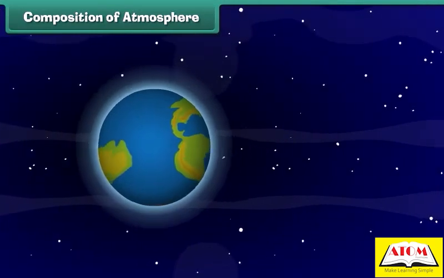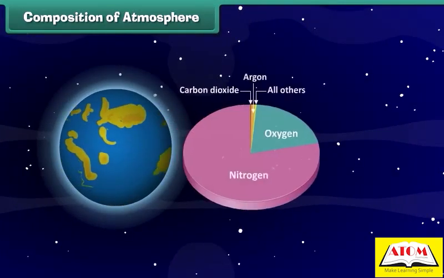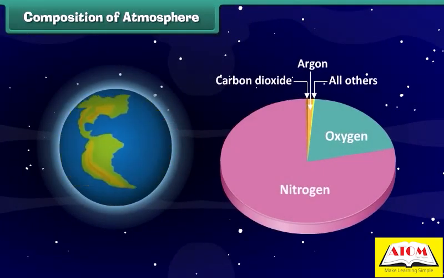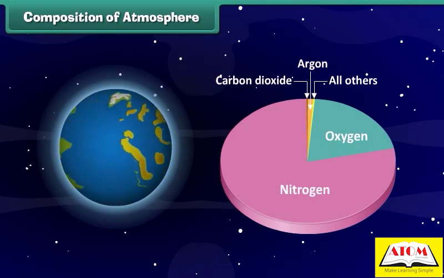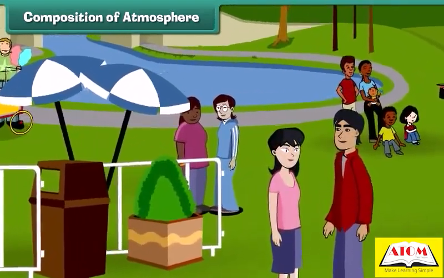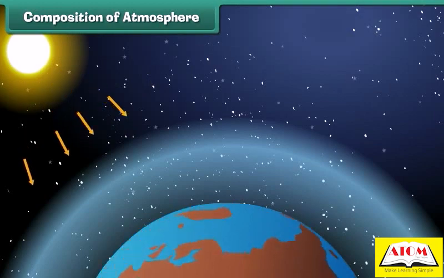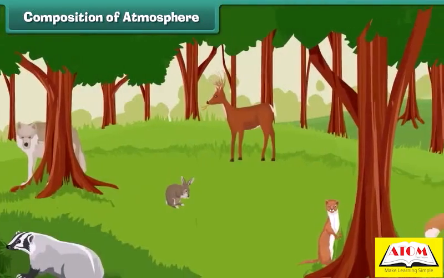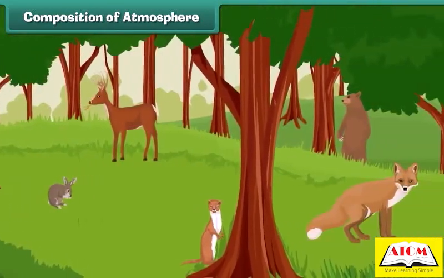The atmosphere is made up of a mixture of gases, primarily nitrogen and oxygen, that wrap around the Earth like a blanket. Without the atmosphere, we would not be able to live here. It protects us from the dangerous rays coming from the sun and makes Earth a perfect habitat for plants and animals.